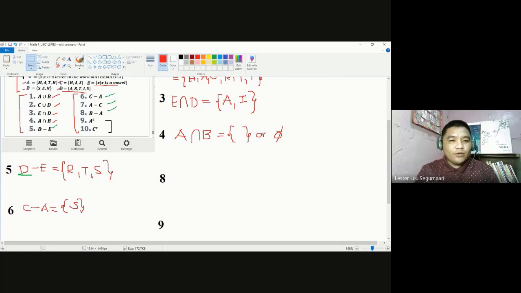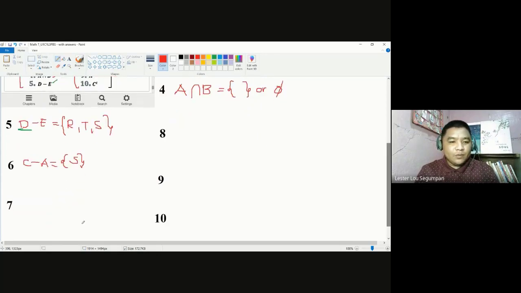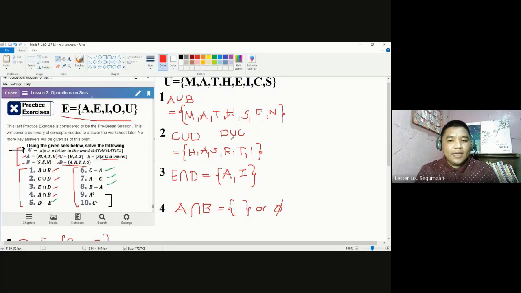What if we're going to interchange them? We have A minus C. Earlier in the union of sets, it doesn't matter which set comes first, they will yield the same result. If I talk about intersection of sets, let's say D intersection E, we are still talking about common elements for intersection.